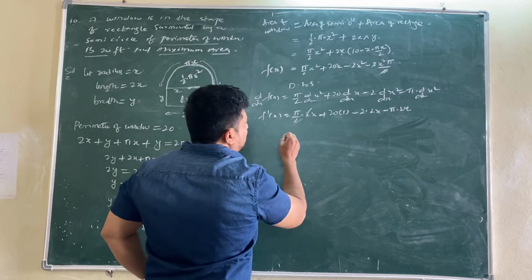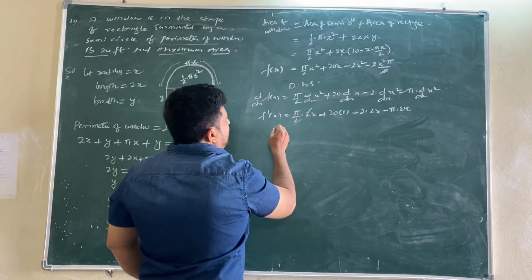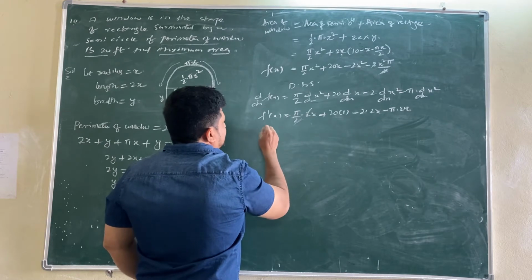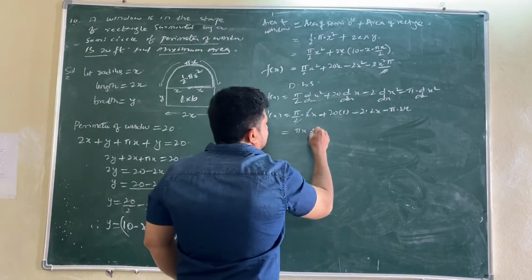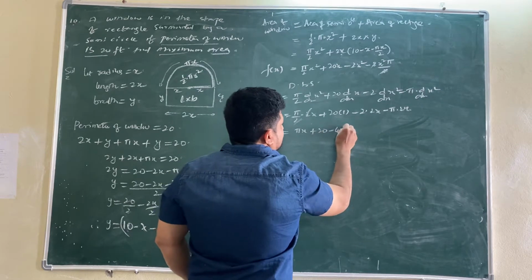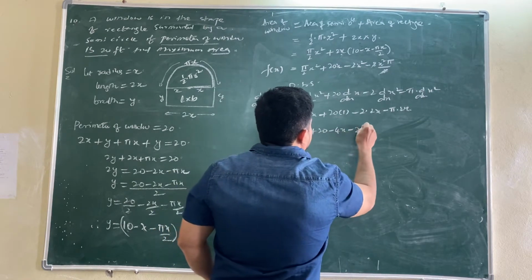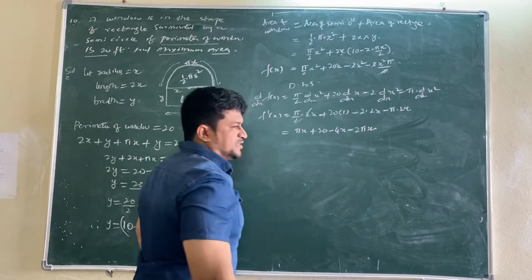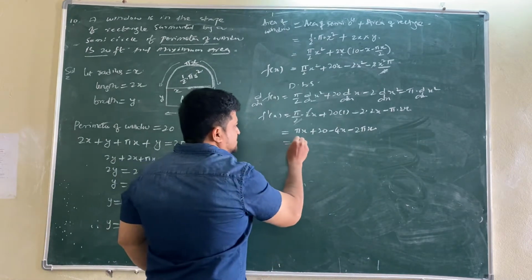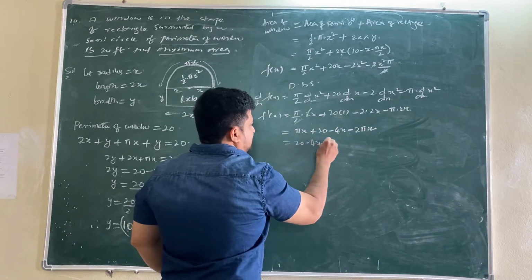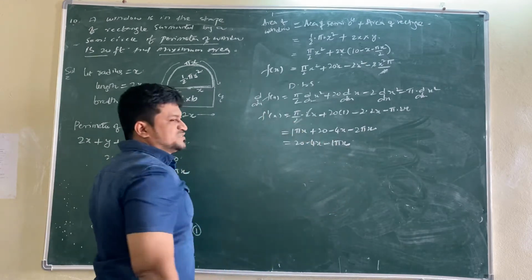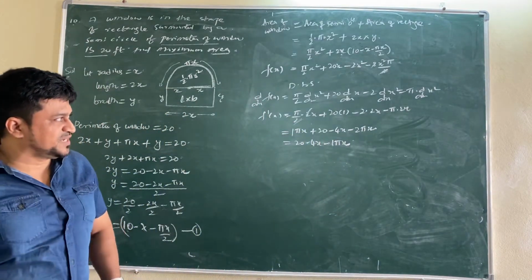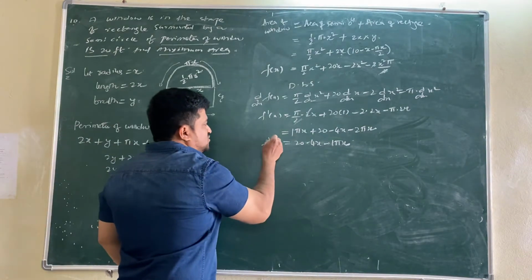How much do we have now? 2 pi x. This is 20 minus 4x minus 1 pi x. Plus 1 pi x minus 2 pi x is minus pi x. So this is f dash of x.